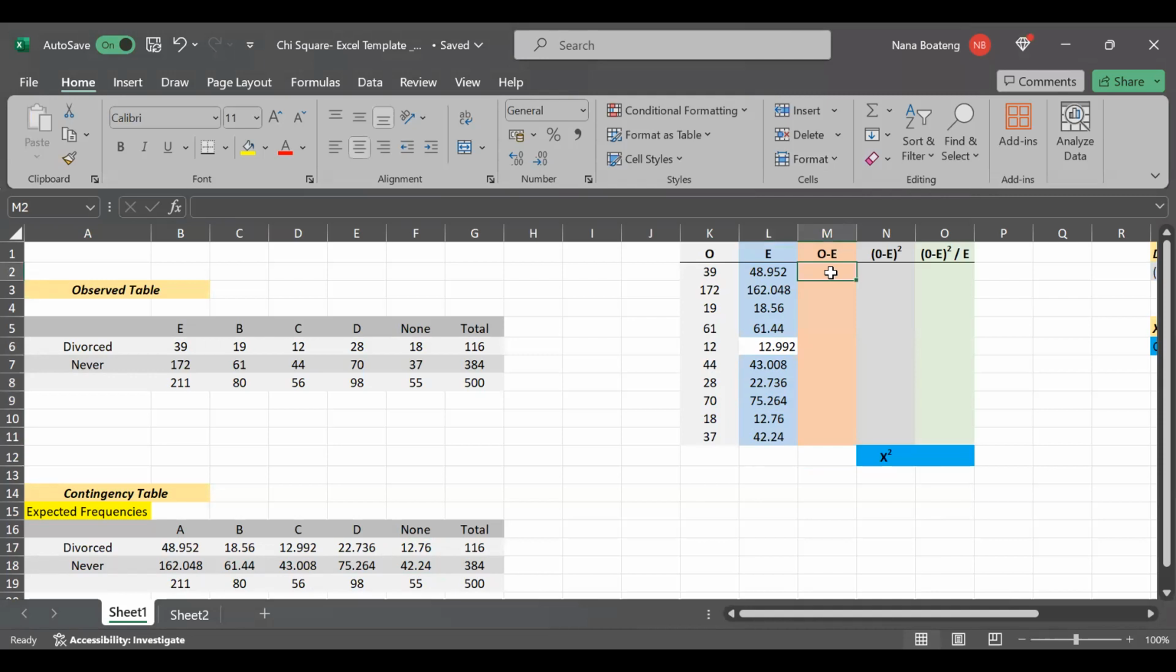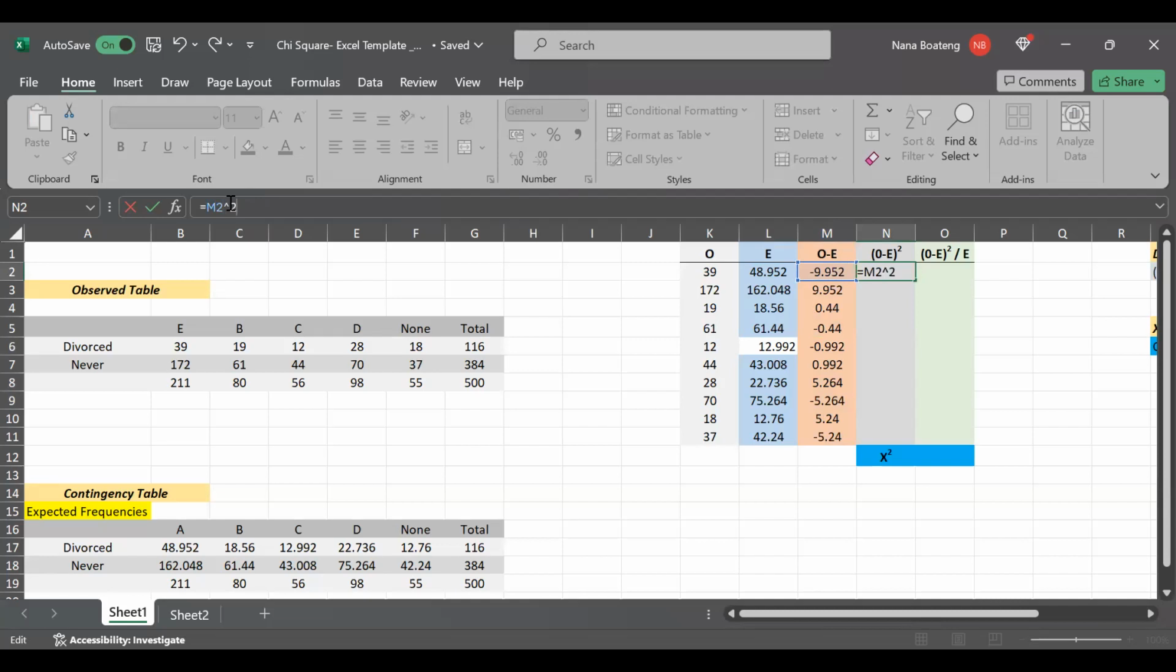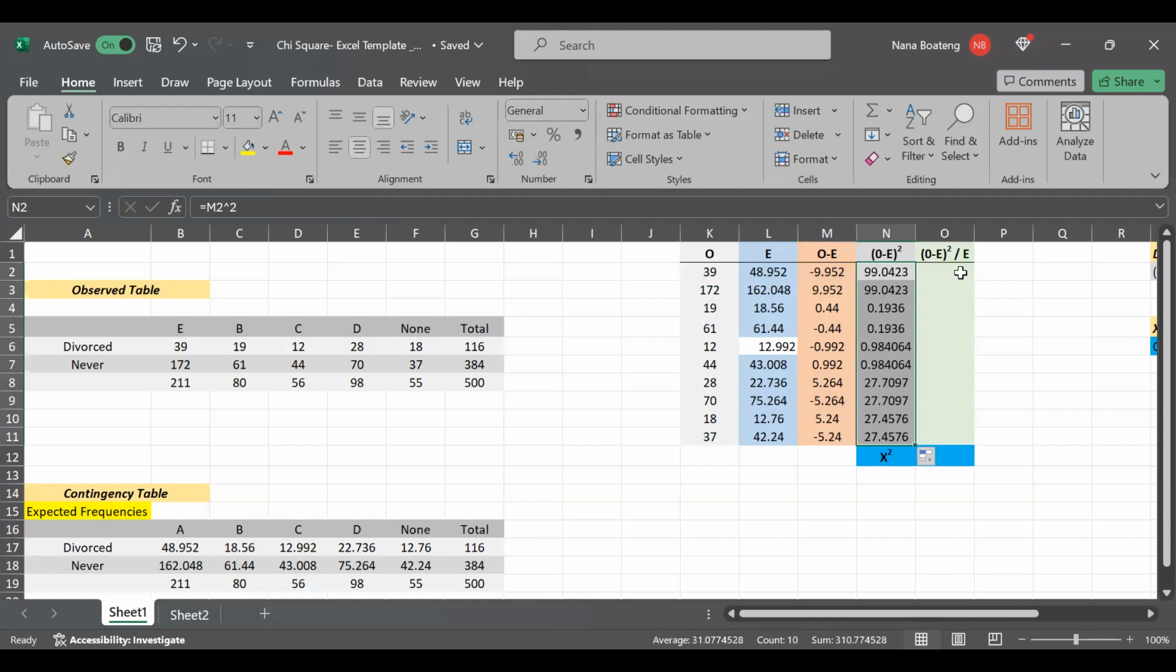Okay, so we can just find the difference between this and that. This, then square of that. By 500.